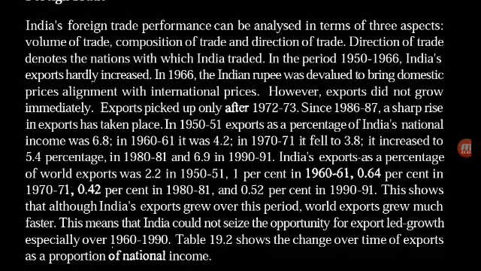In 1950 to 51, exports as a percentage of India's national income was 6.8. In 1960 to 61, it was 4.2. In 1970 to 71, it fell to 3.8. It increased to 5.4% in 1980-81 and 6.9% in 1990-91. India's exports as a percentage of world exports was 2.2% in 1950-51, 1% in 1960-61, 0.64% in 1970-71, 0.42% in 1980-81, and 0.52% in 1990-91.